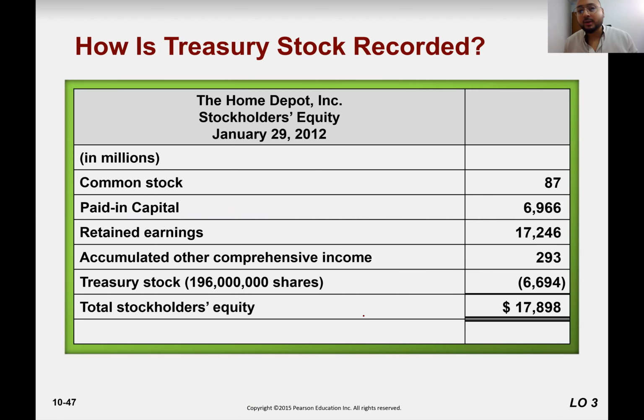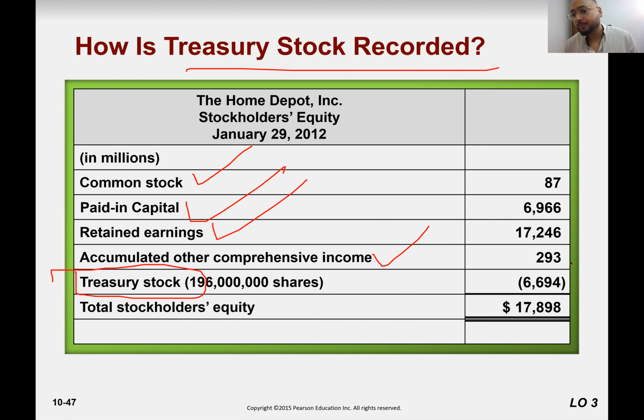Now, how are the treasury stocks shown in the balance sheet? So we have common stock, paid in capital, retained earnings, other comprehensive income, and you see treasury stock. And it could be written in negative form. So treasury stock decreases the common stock equity. So an increase in treasury stock is a decrease in common stock equity. So that's why it is debited.